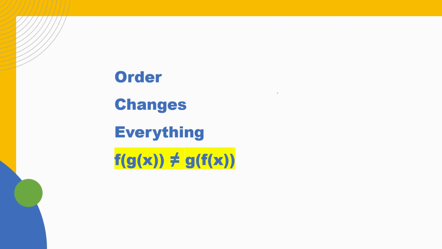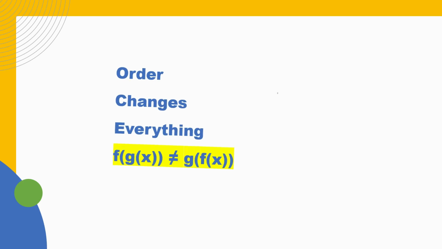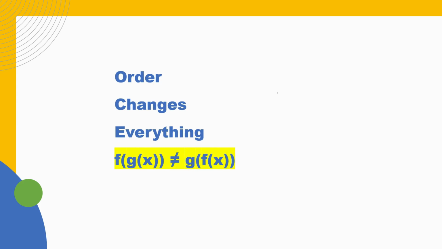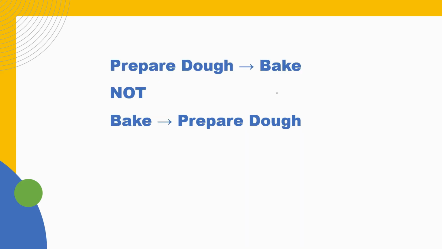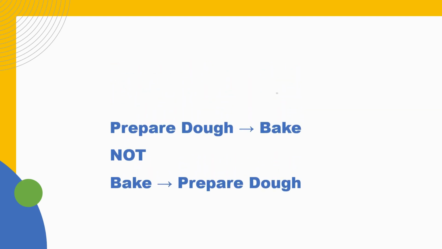Composite functions are all about sequence. One process changes the number before the next process sees it. That's why order matters. In composite functions, the inside function always happens first because it creates the input for the outside function. You cannot bake before dough exists. In the same way, the outside function cannot start until the inside function finishes.